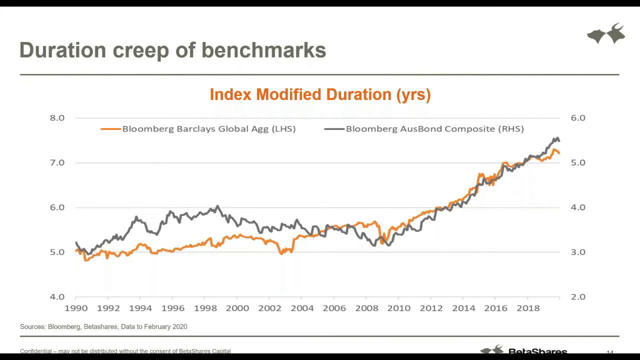So with the AusBond Composite, back in 2009, its effective duration was slightly over 3 years, whereas today it's just shy of 6 years. So that's a big change in the level of interest rate risk in this index. But importantly, we don't know what the level of interest rate risk will be in 5 years' time or 10 years' time or over your strategic asset allocation horizon.